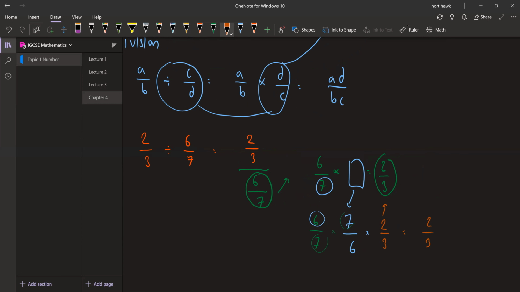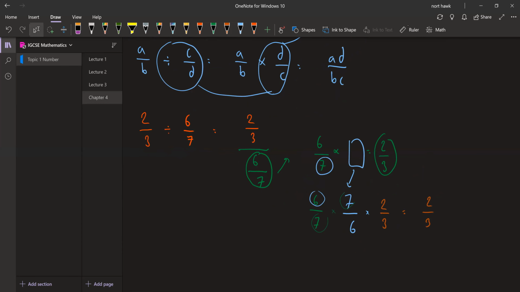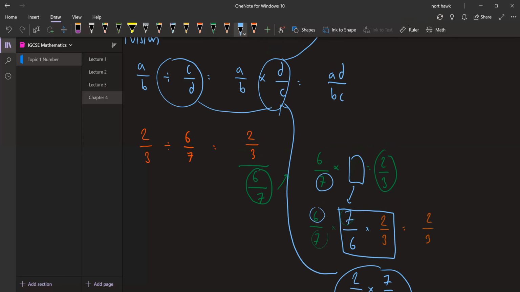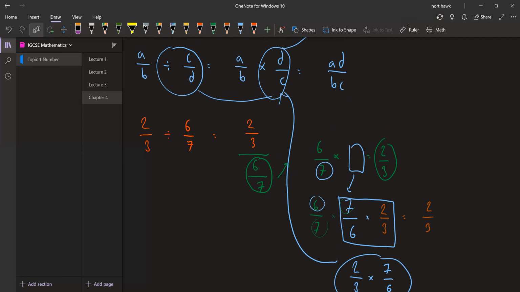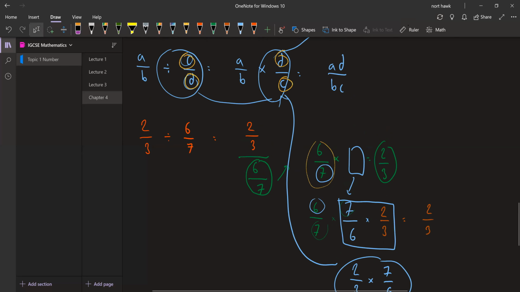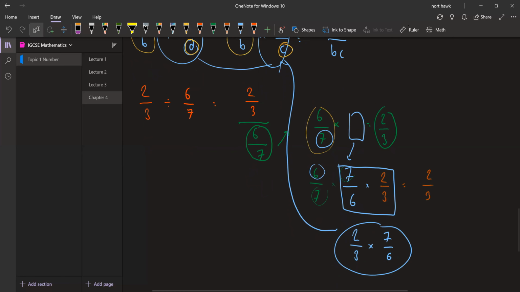Now that makes sense. So that box is essentially this thing, and I could write it as 2 over 3 times 7 over 6, which is the same as this one here. Switch it. The reason you switch it, the C over D becomes D over C, is essentially to cancel out with that one to make 1 first. And to make it similar to that one, we multiply it by A over B. That would be for division.